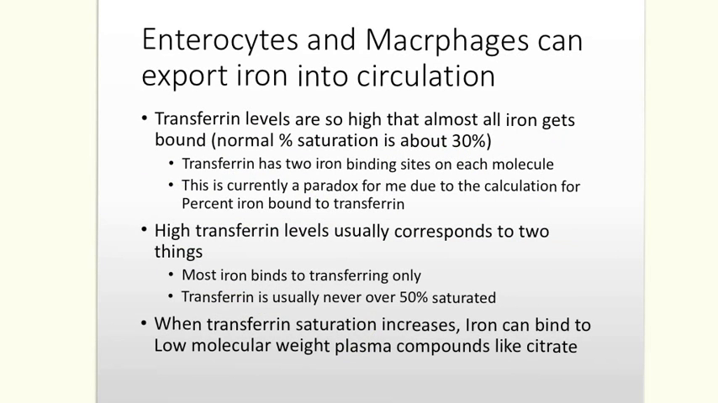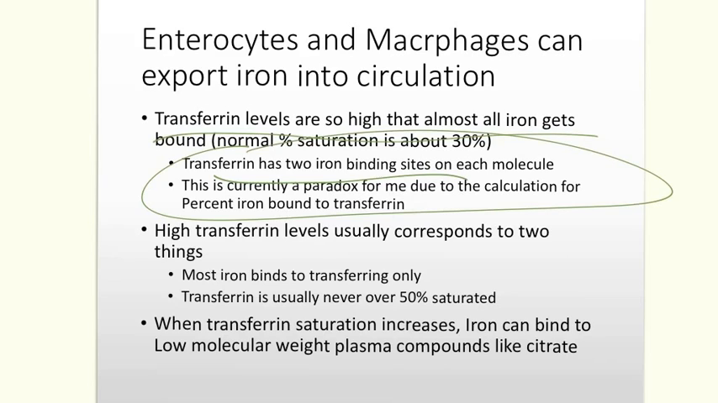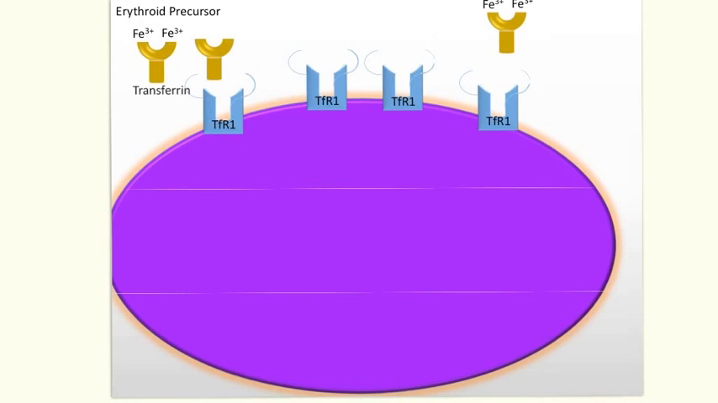The enterocyte and the macrophage can send iron into circulation. Now, the hepatocyte can do this as well. We're going to talk all about hepatocyte in a minute. The transferrin levels should be around normal of 30%. Like I said, transferrin has 2 iron binding sites. This is currently a paradox for me, so I'll get back to you. And importantly, you should know that when transferrin saturation increases, then iron will slowly begin to attach to other low molecular weight particles. Now here's the erythroid precursor, and the erythroid precursor is saturated with transferrin receptor 1.